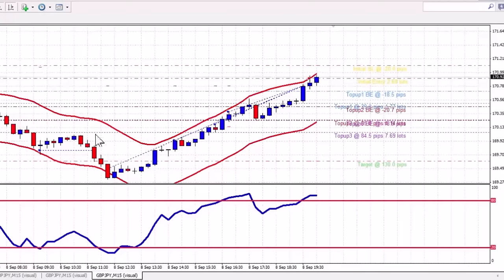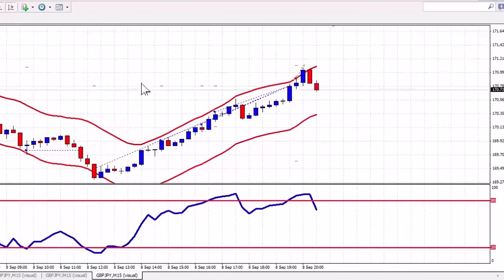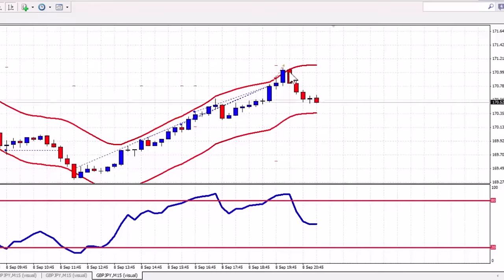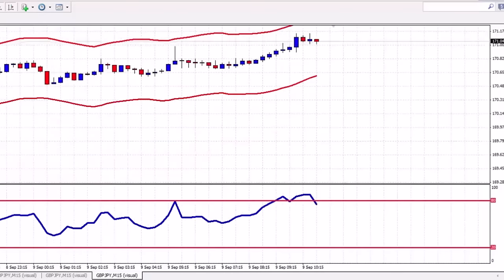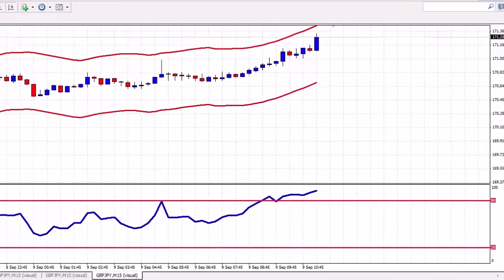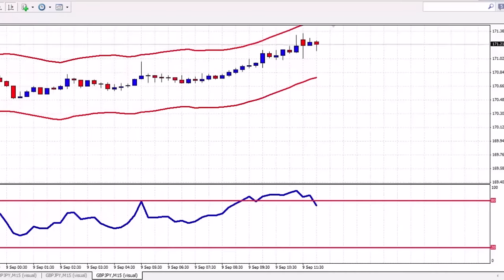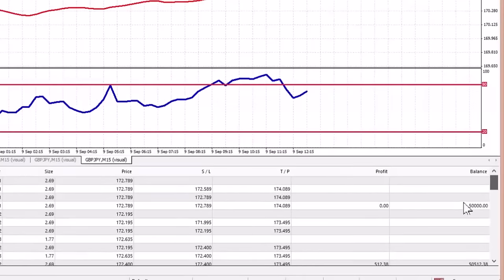There we are. All right, so there's an example of a double in a day trade. We've just doubled our account with this particular trade. While we're waiting, the trades are also being recorded in the account. So here's our account. We started with 50,000.